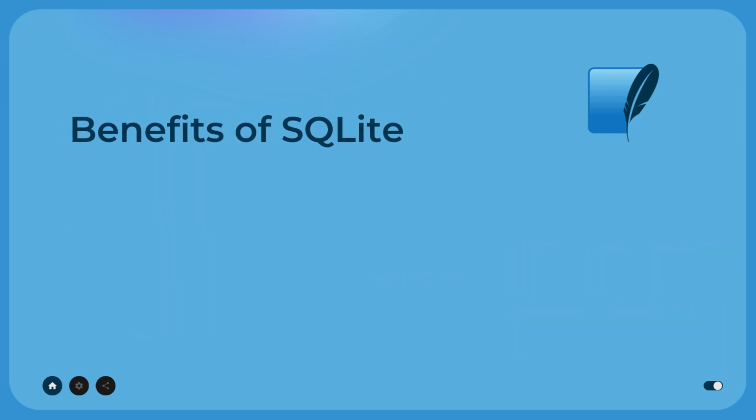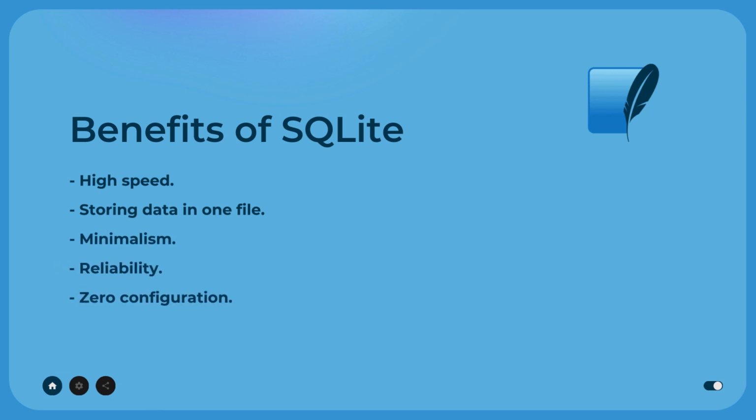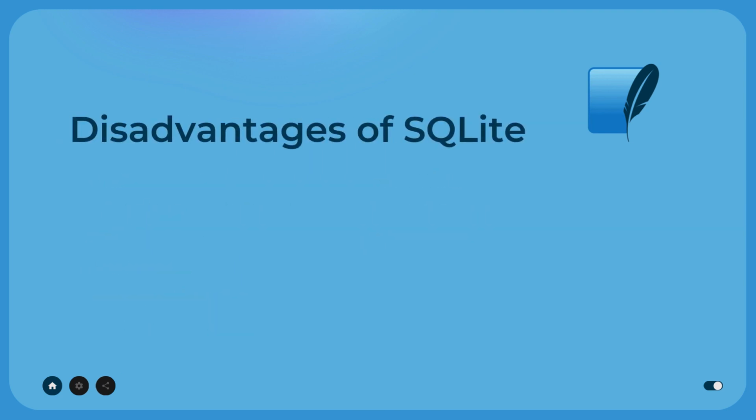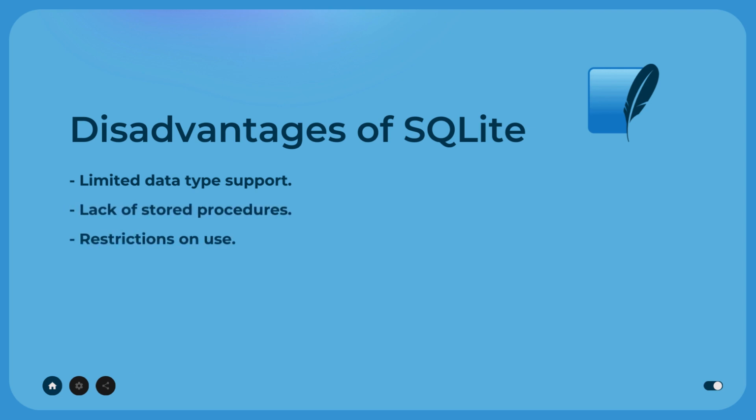Take a look at the benefits of SQLite: high speed, storing data in one file, minimalism, reliability, zero configuration, small size, availability, cross-platform, autonomy. And also, there are disadvantages of SQLite: limited support for data types, lack of stored procedures, restrictions on use, lack of free technical support, lack of built-in Unicode support.